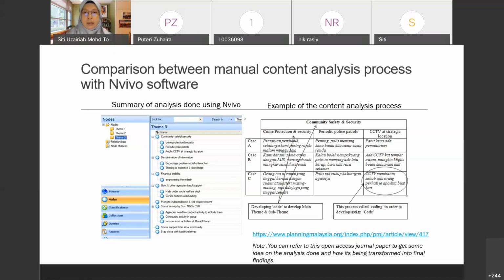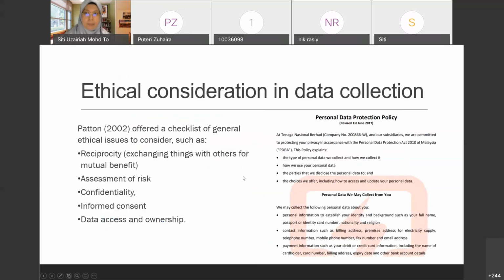Okay, and finally, when it relates to data collection, we need to bear in mind there must be ethical considerations you need to understand. Okay, for data collection in academic research, we already discussed from Patten 2002. It's about exchanging things with others for mutual benefit, assessment of risk, confidentiality of the data, informed consent form.